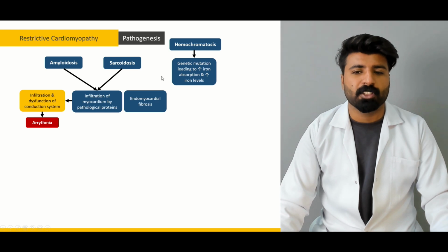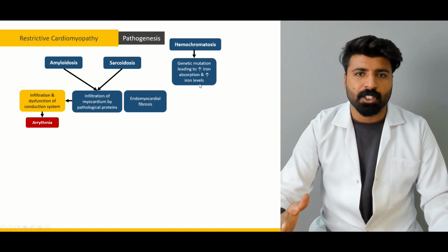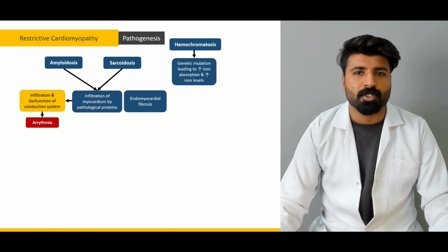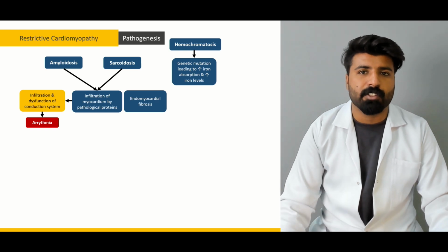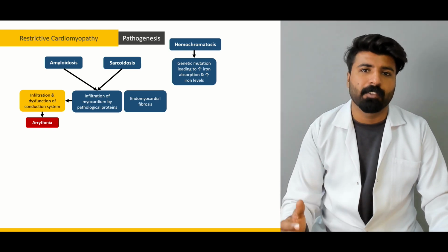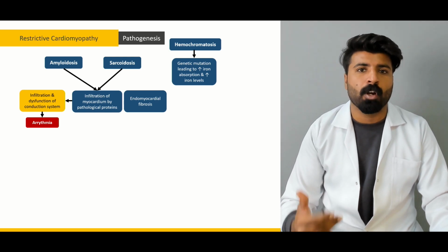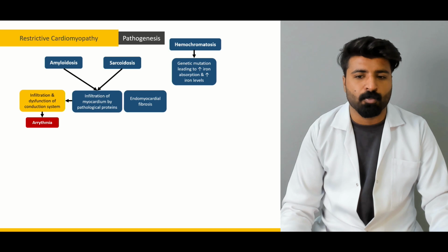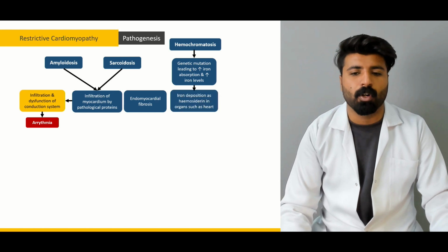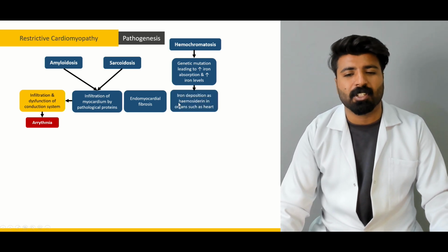In hemochromatosis, a gene mutation leads to increased iron absorption and increased iron levels. We have all seen those patients who suffer from hemochromatosis, right? We see their iron levels are not up to the mark, but above the mark. So when the gene mutation happens and they take up more and more iron and absorption is more and the iron level inside the body is more, this will lead to iron deposition as hemosiderin in organs such as heart.